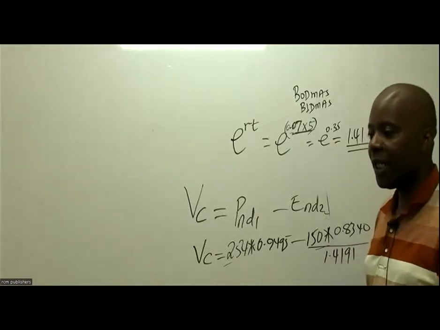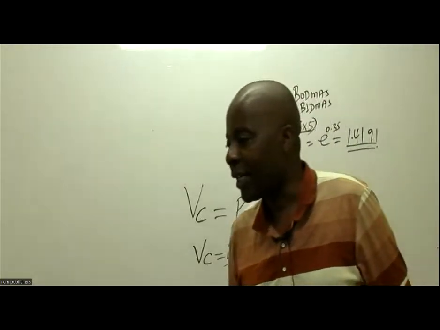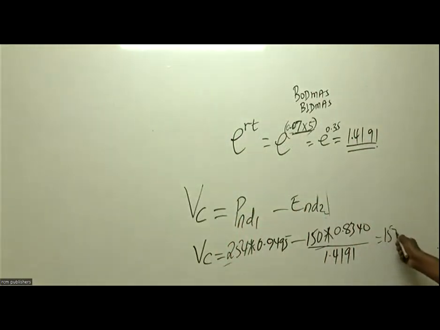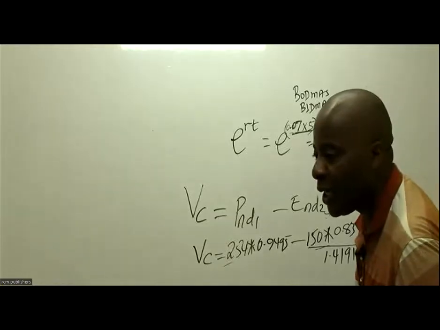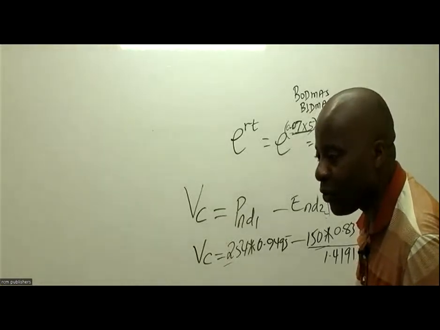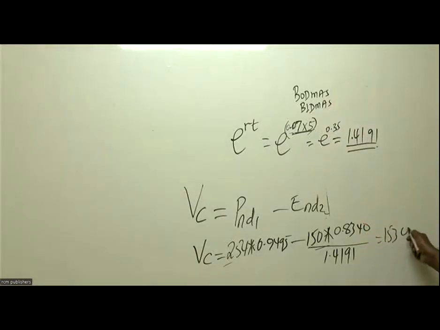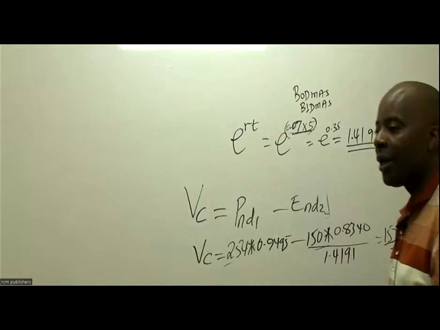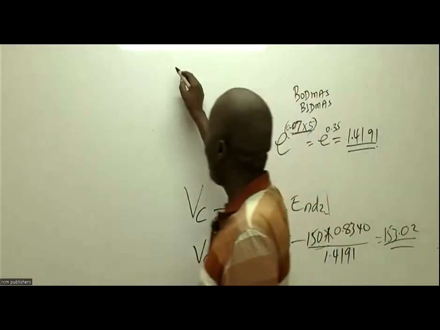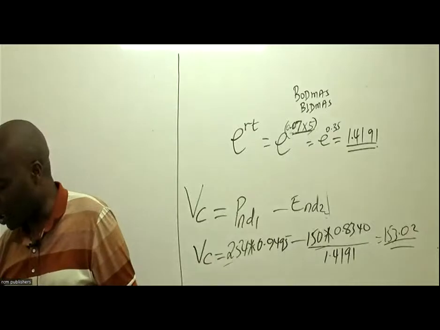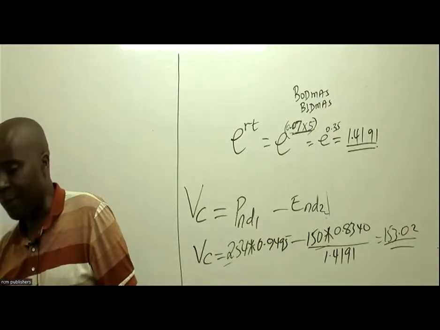153.02. Thank you very much, Joy Kamar. 153.02, with a decimal there. But remember, it can't stop there. This is the value of a call option, and yet we want the value of a put option.